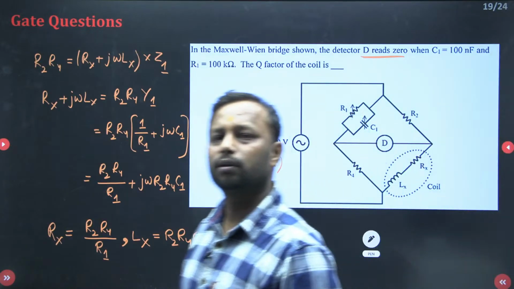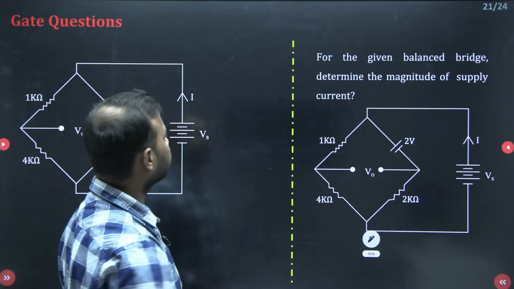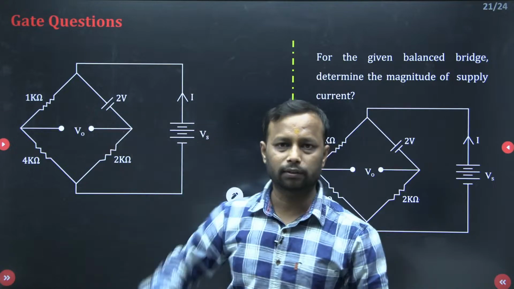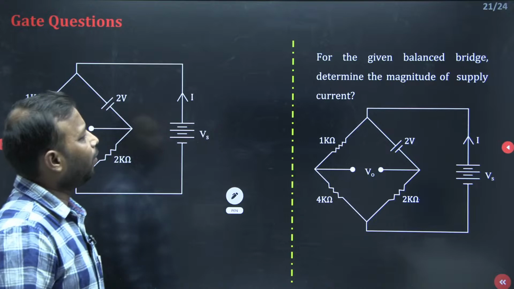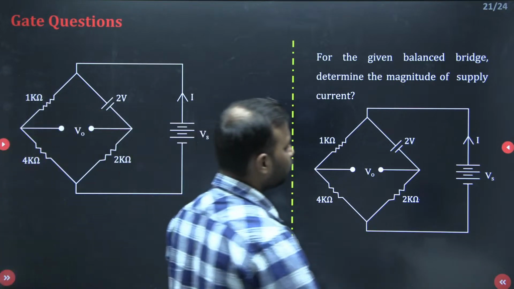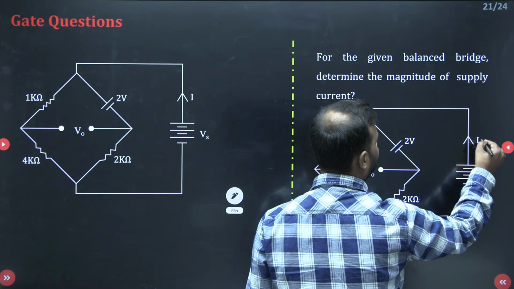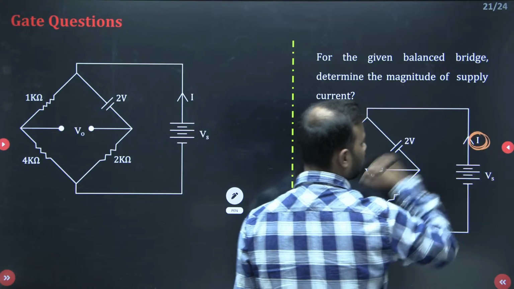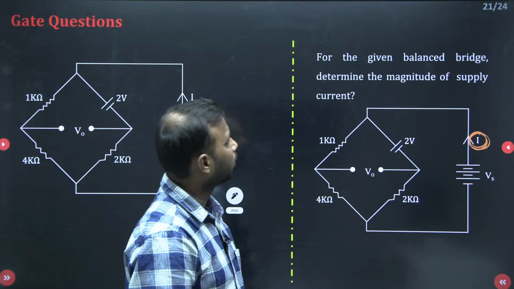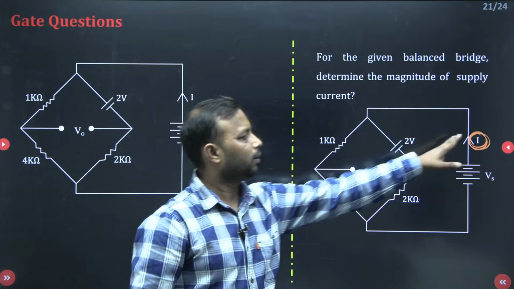Done? Any doubt till this point? Now come to the last question, which is this one. So this is our question. This I have taken just for my reference. For the given balanced bridge, determine the magnitude of the supply current. So this is your supply voltage. This is the supply current for which I need to determine the current value. And this is your bridge.